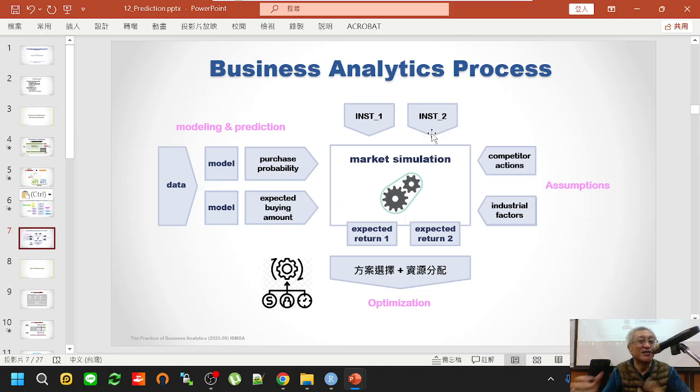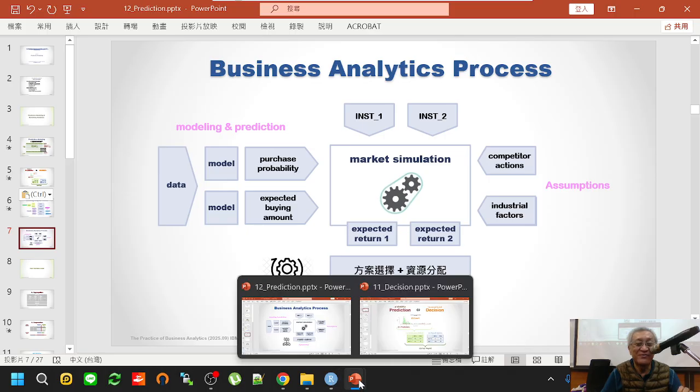That is basically the business analytic process. So it's not just building a model and doing prediction. This assumption and simulation part is actually more important than data prediction. Let's say we still need to do a data prediction before we can do the simulation here. So today, let's go back to the material.